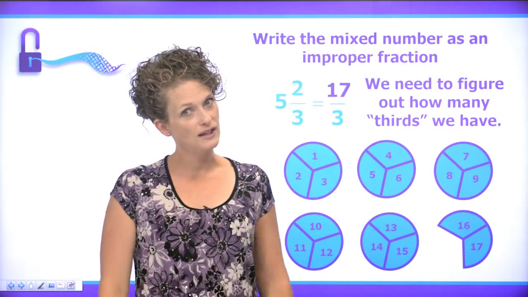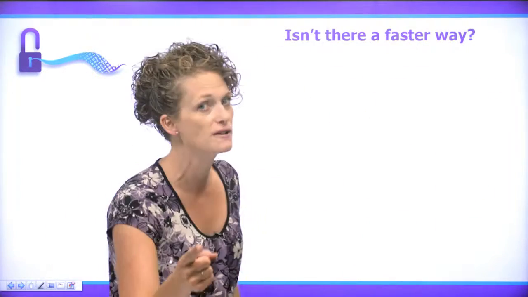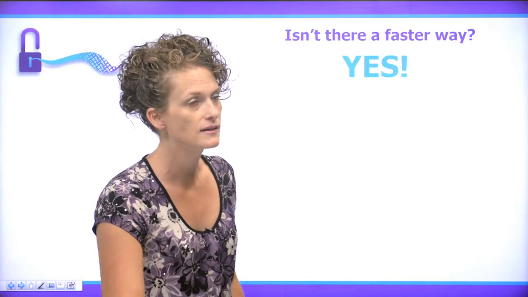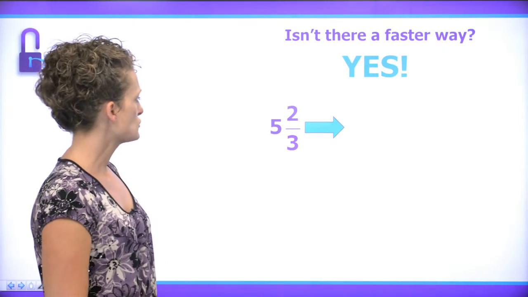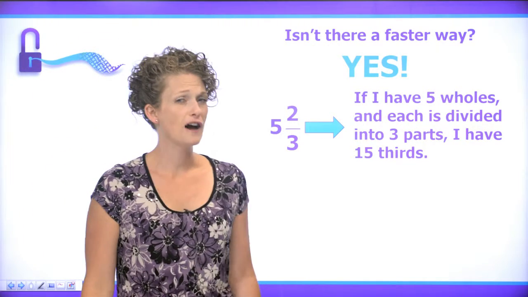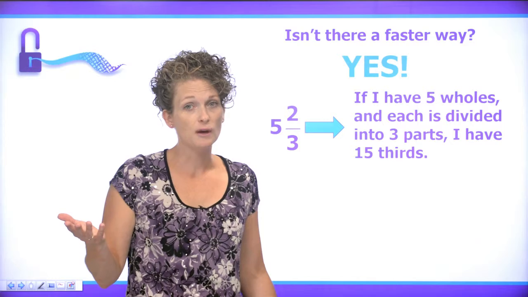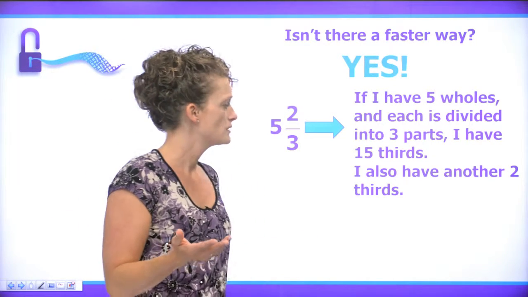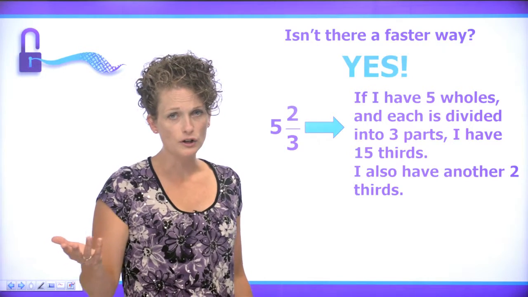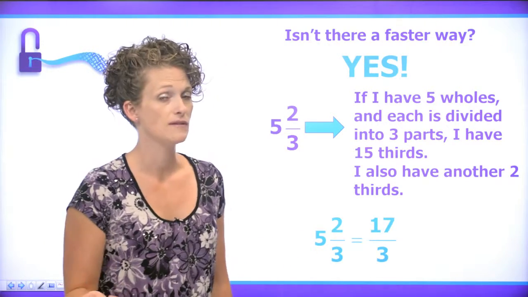And I know what you're thinking, because mathematicians sometimes are a little lazy. You're thinking there has to be a faster way. And indeed there is. So let's have a look at that faster way. So 5 2/3, if I have 5 wholes and each is divided into 3, well, if I count them up, I have 15, right? Well, I have 2 more thirds left over. So I get 5 2/3 is equal to 17 over 3.